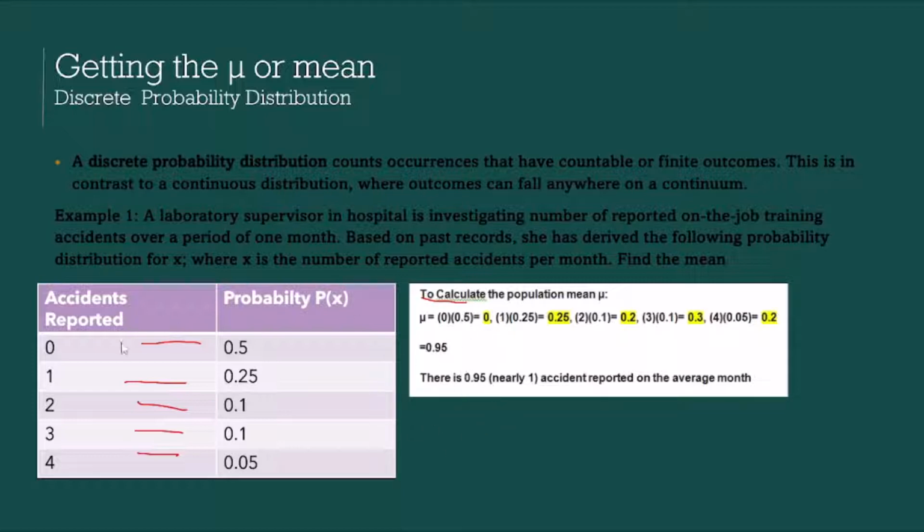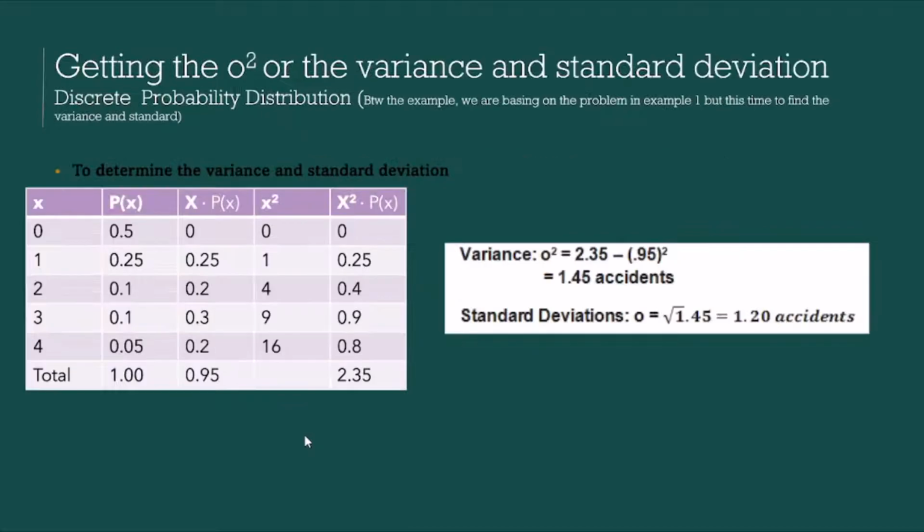So that's how we get the mean. We just multiply the accidents reported by the probability P(x), and once we multiply them, we add up the answers we get from multiplying what's inside the table. Next, getting the variance and standard deviation.